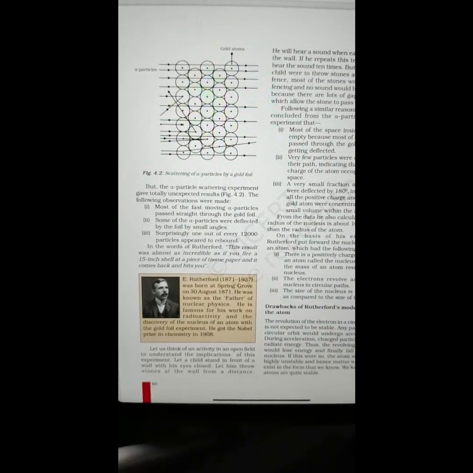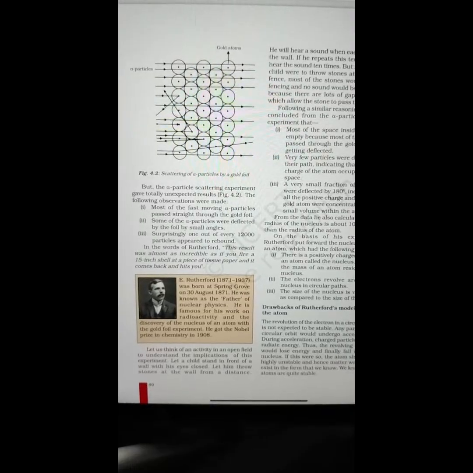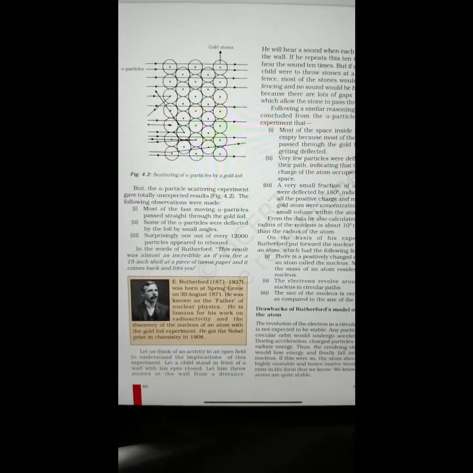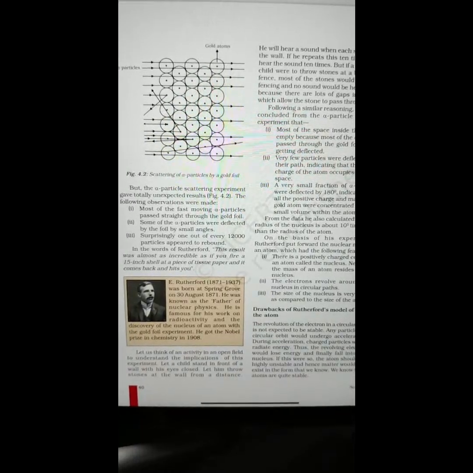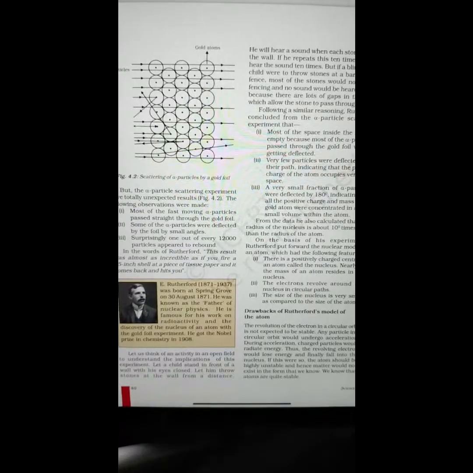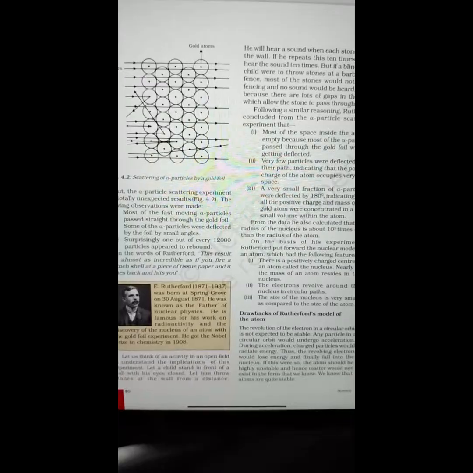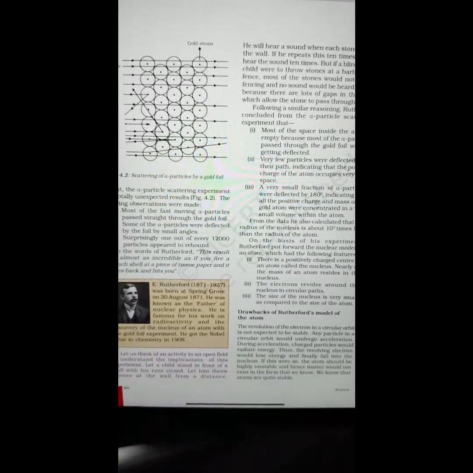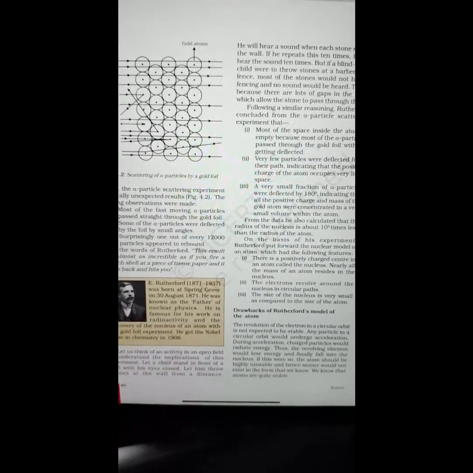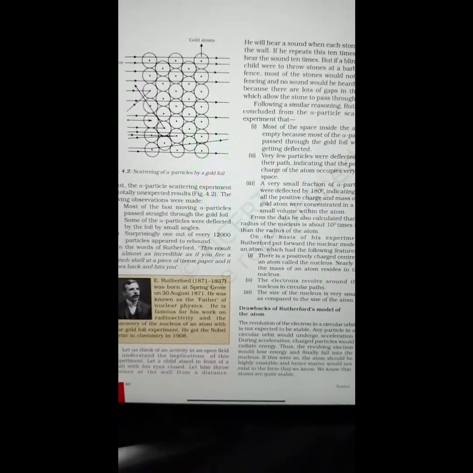But the alpha particle scattering experiment gave totally unexpected results. The following observations were made. 1. Most of the fast moving alpha particles passed straight through the gold foil. 2. Some of the alpha particles were deflected by the foil by small angles. 3. Surprisingly, 1 out of every 12,000 particles appeared to rebound. In the words of Rutherford, this result was almost as incredible as if you fire a 15-inch shell at a piece of tissue paper and it comes back and hits you.